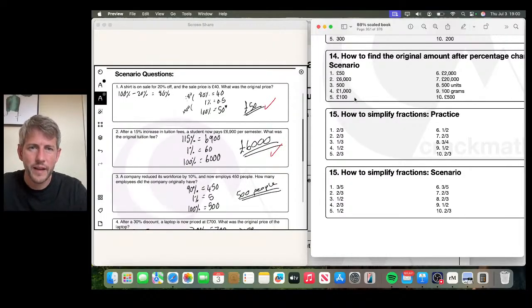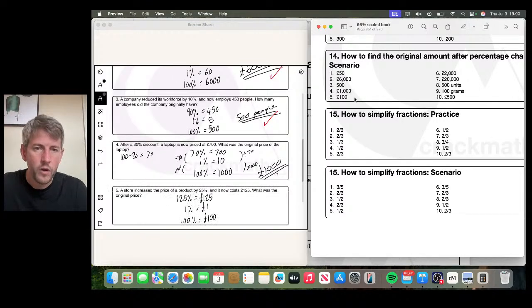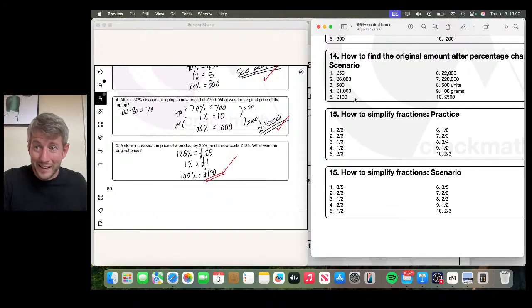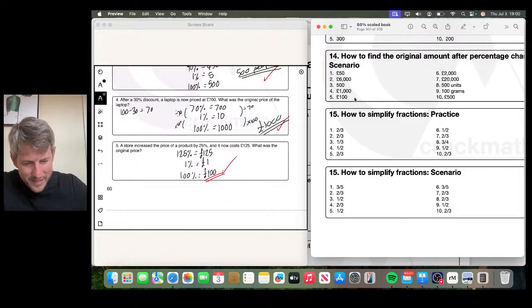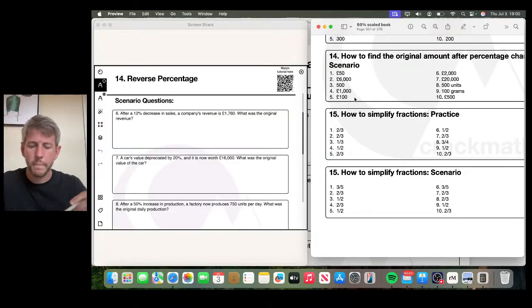6,000, yep, that agrees. 500, yep, that agrees. 1,000, yep, that agrees. And 100 agrees as well. Perfect. Right, let's keep going. So, topic 14. So here we go. Let me enlarge this again.